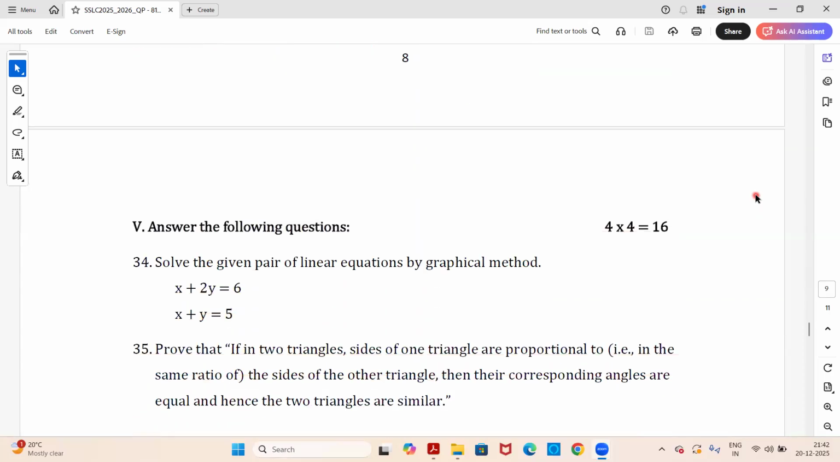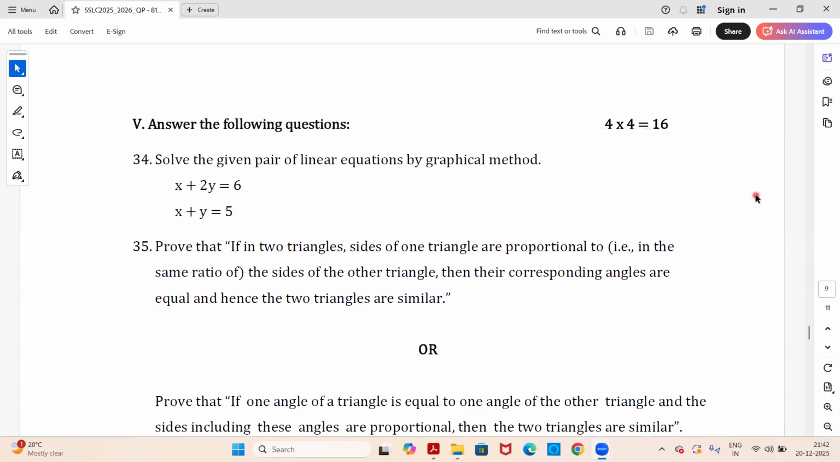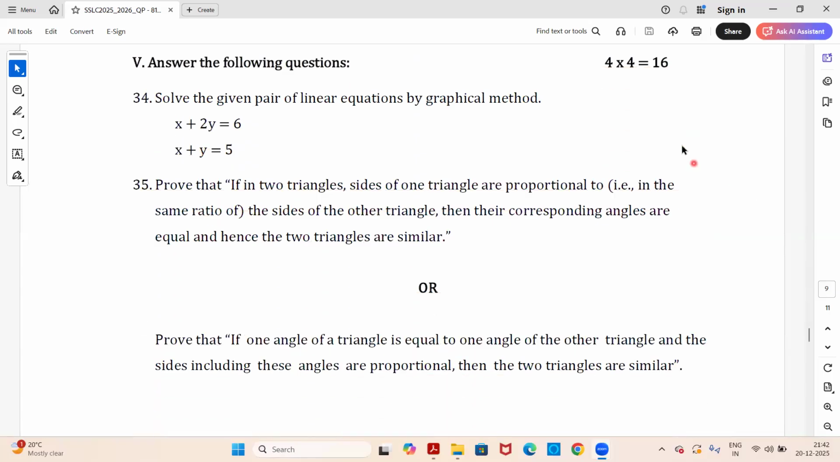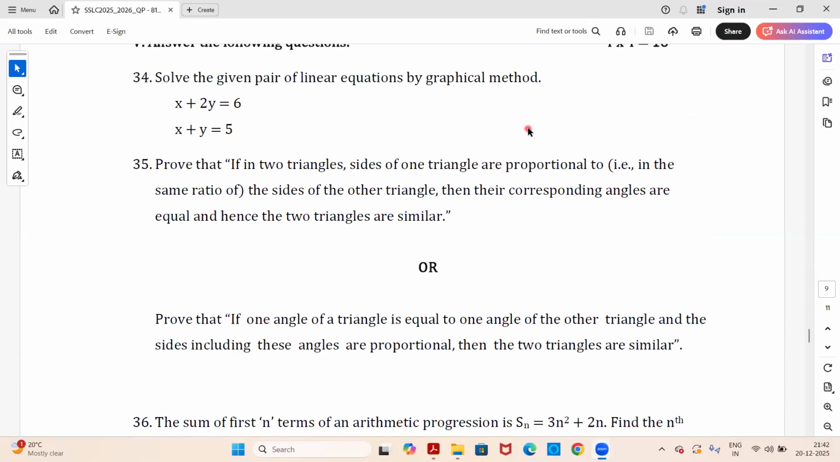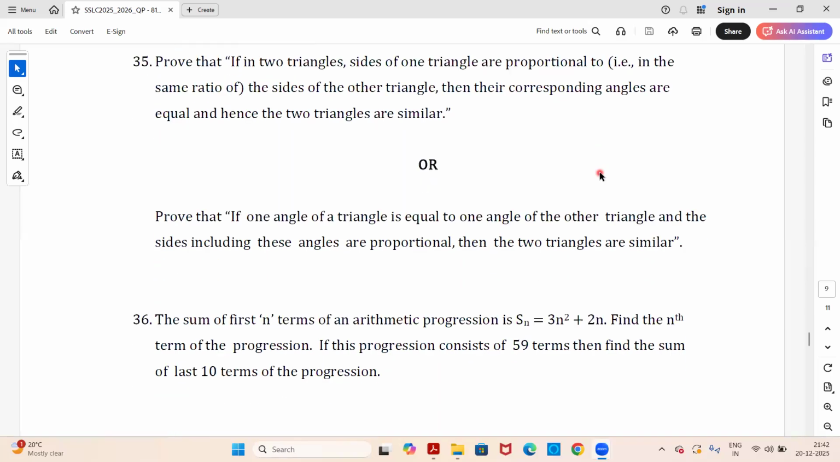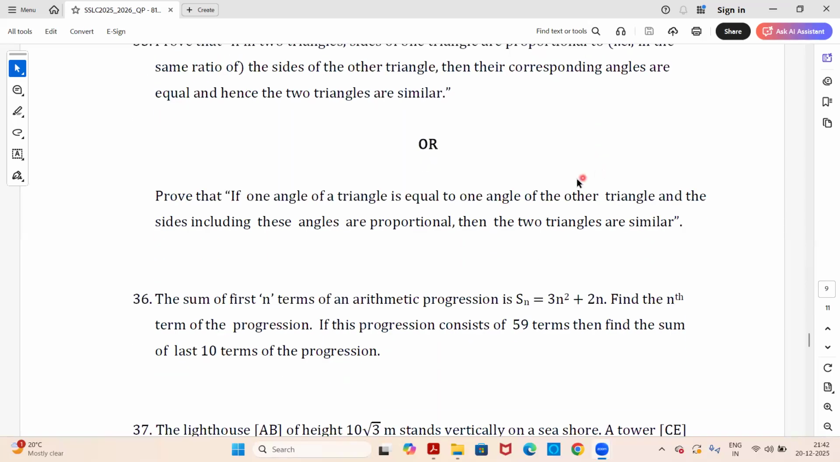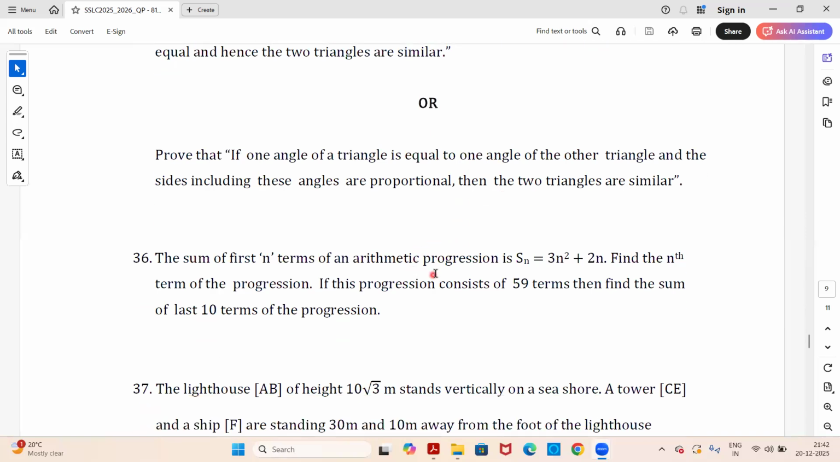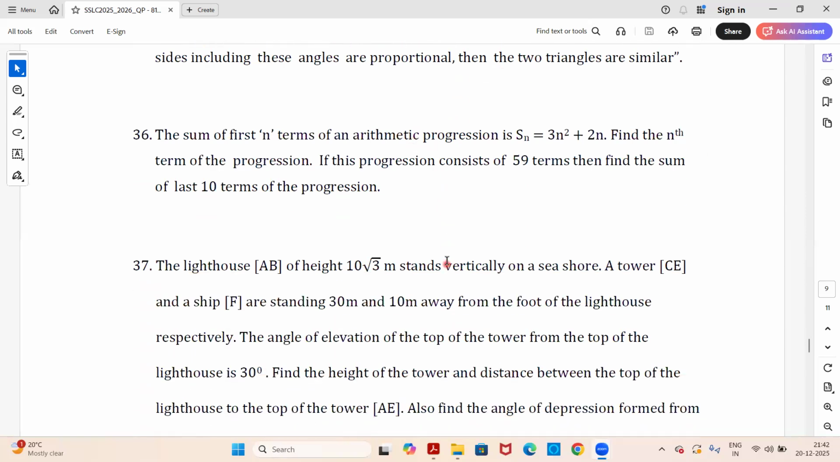And then we come to our next main, answer the following questions, fifth main. Here you have 4 questions for 4 marks each, total of 16 marks. So again, 34th question here is a compulsory question and 35th question has an option in it. Out of 2, any one can be attempted. Then you have 36th question, which is again a compulsory question.